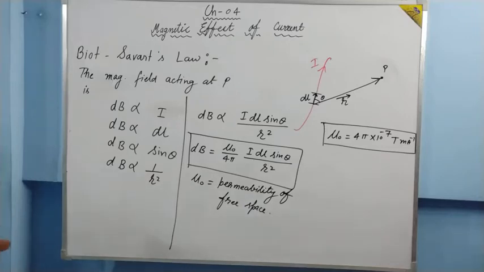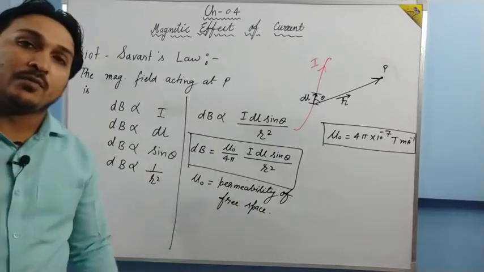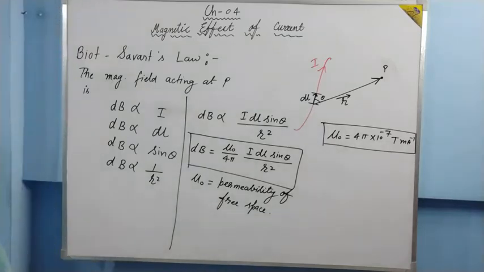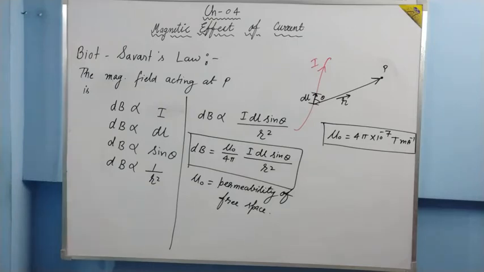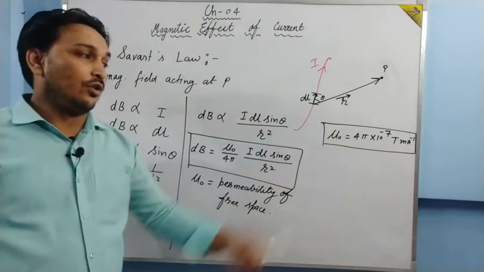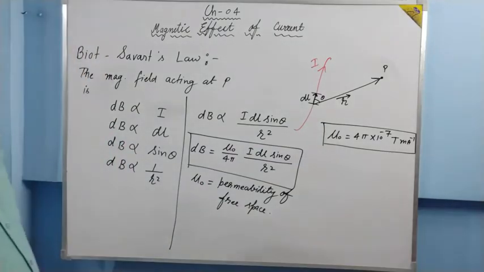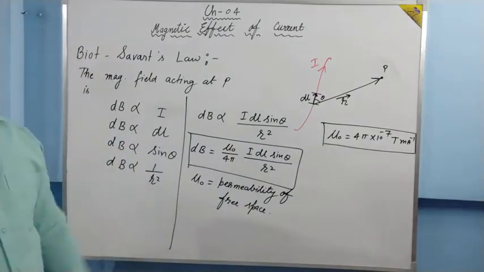If this wire is kept in a medium, then we have to take the permeability of that medium. For that we define relative permeability, but it will be defined after some time in chapter number 5 when we study magnetism. So the value of mu naught is 4 pi into 10 to the power minus 7 Tesla meter per ampere. So this is the Biot-Savart law.